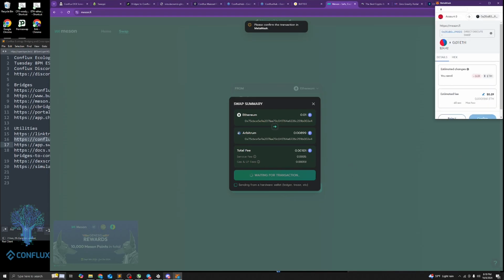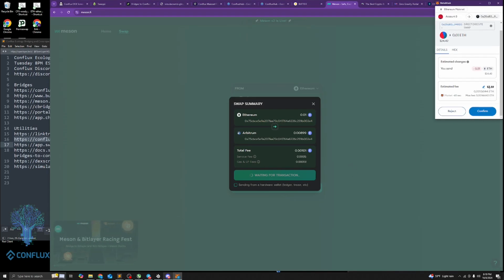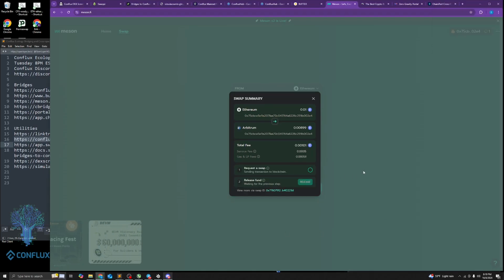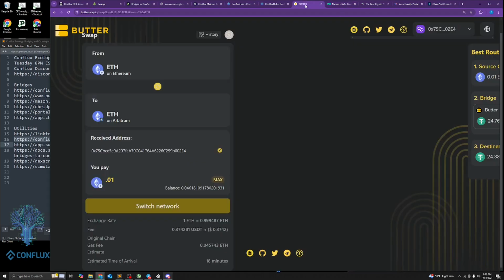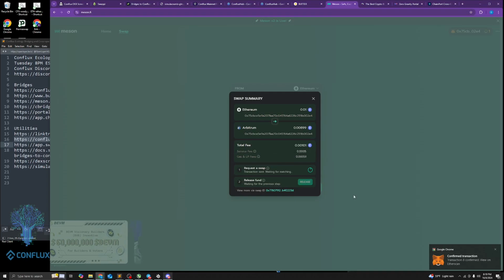So, I'm gonna pay 259 for an Ethereum bridge. Historically, that's pretty darn good. But it's also Ethereum, so this bridge might take a few minutes. But what we will do once this goes through is go back to Butterswap. Okay, so our Ethereum side went through. There's a little bit of internal matching, and then there will be a transaction on Arbitrum that releases it. Why are we doing this when we're talking about Conflux?